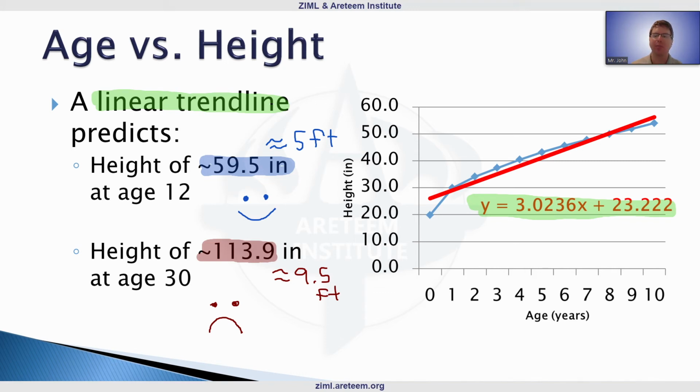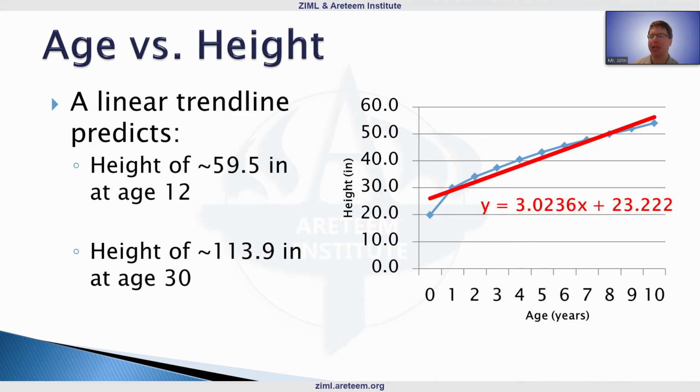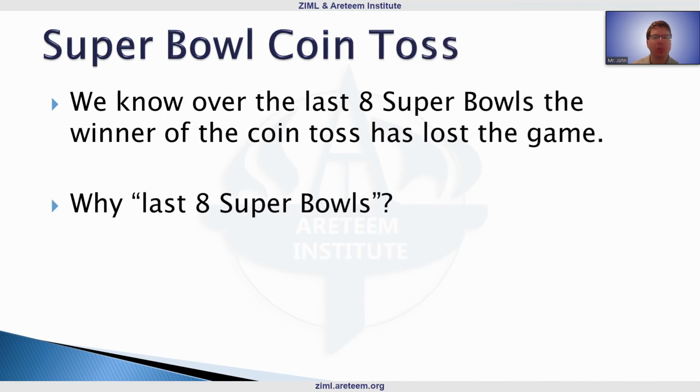So there we're missing data that definitely affects things, because we know from other pieces of information that if you looked at the full heights for their entire lives, you would see that they stop growing at some point. Now, let's examine our Super Bowl coin toss as well.